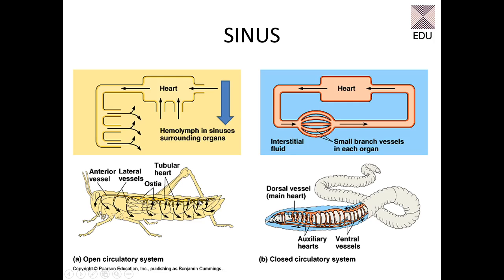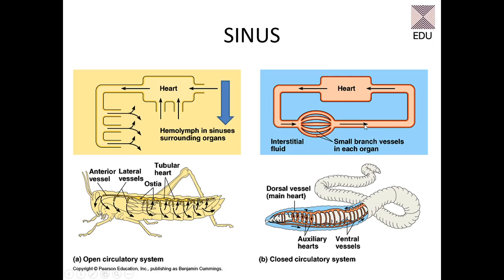Now here, the heart is relaxing. When it is relaxing, it takes in the hemolymph. Again, the blood is going towards the anterior side and coming back into the heart. Again, it is pumped to the anterior side, it is coming back, and it is again going into the heart. So this is the course of circulation.